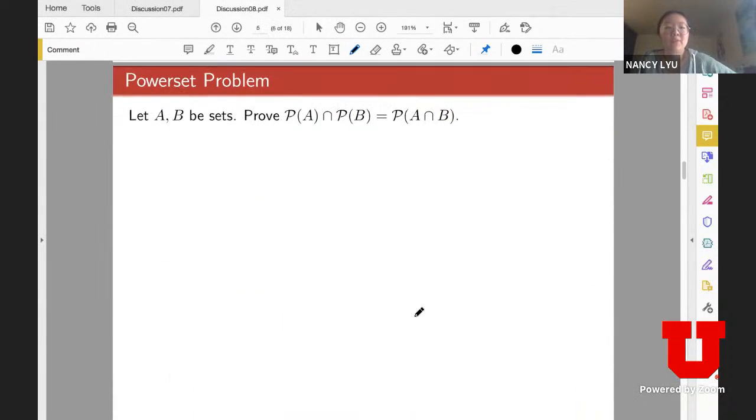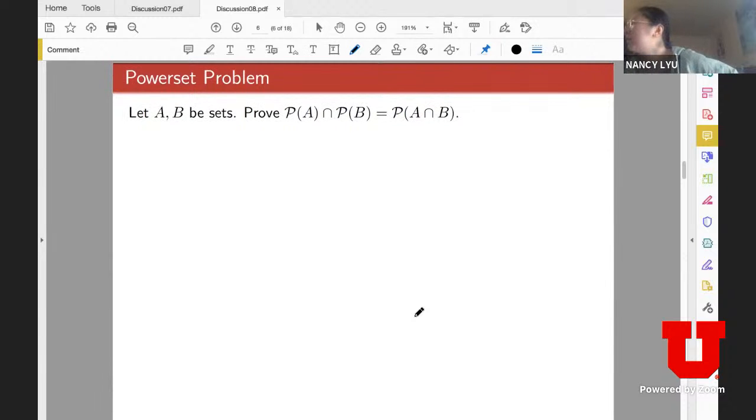So the next one is the power set problem. Let A, B be sets and prove the power set of A union the power set of B equals the power set of A intersect B. And that's another proof of set equality. So like always, we're going to show they are subsets of each other. But this time, this is actually the power set.